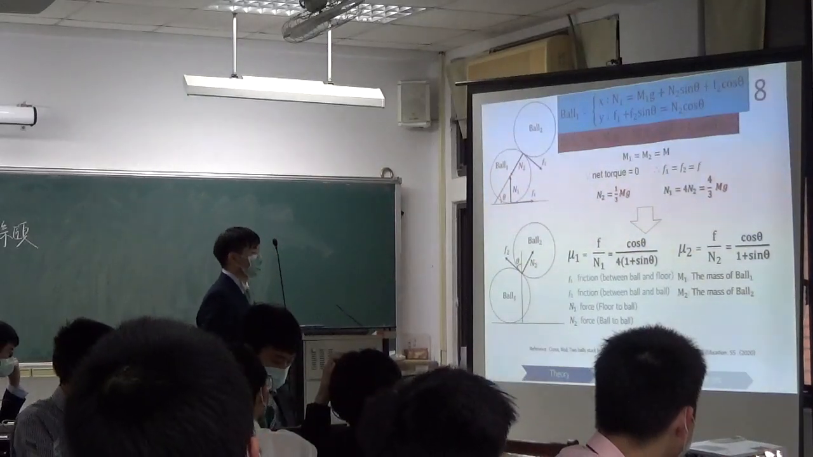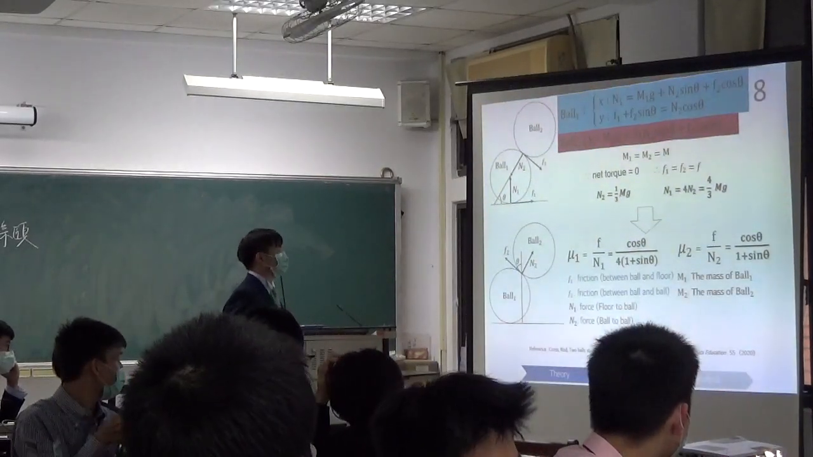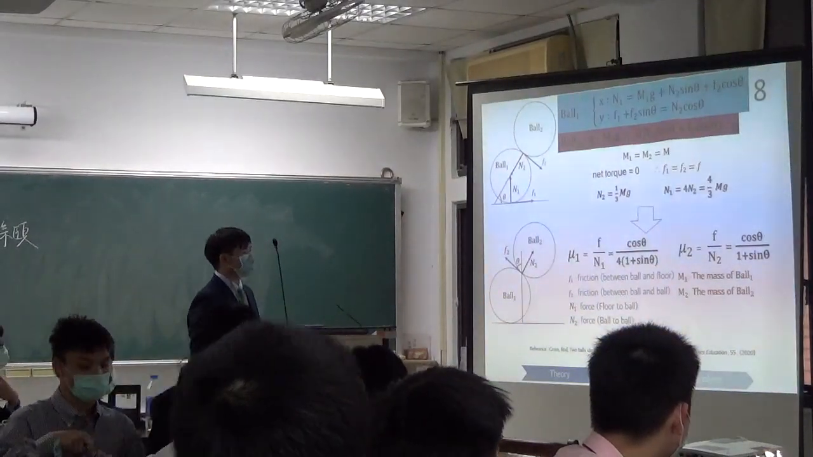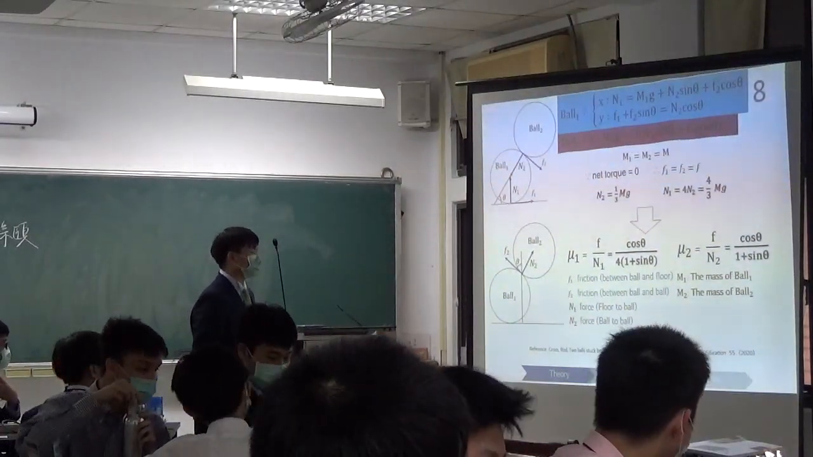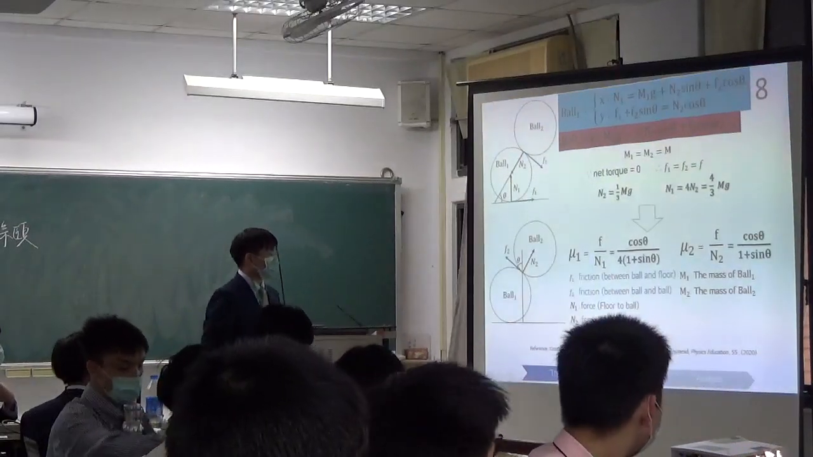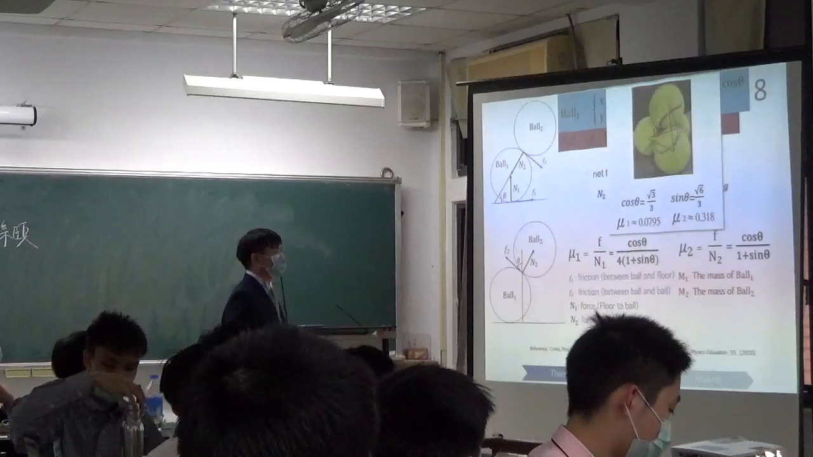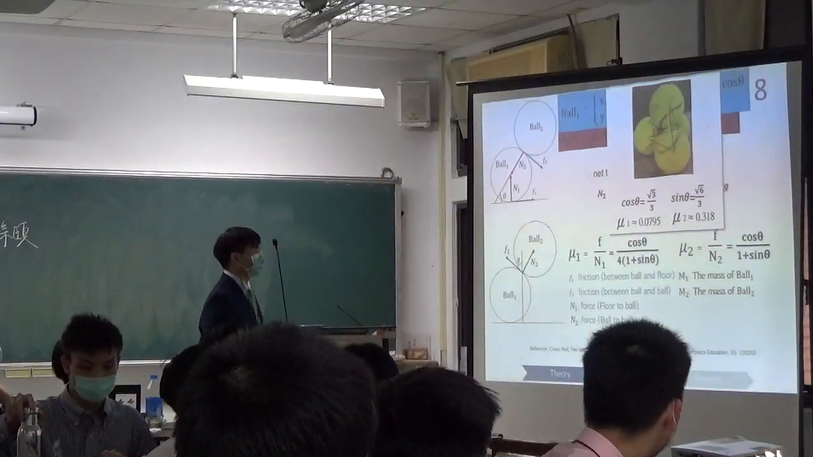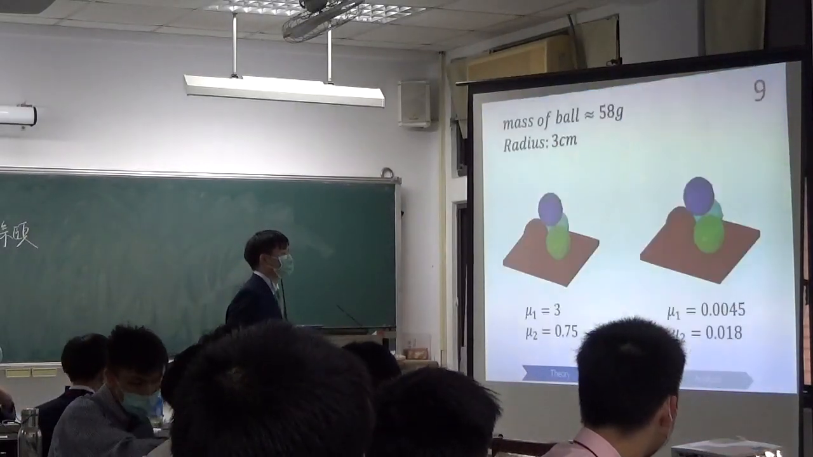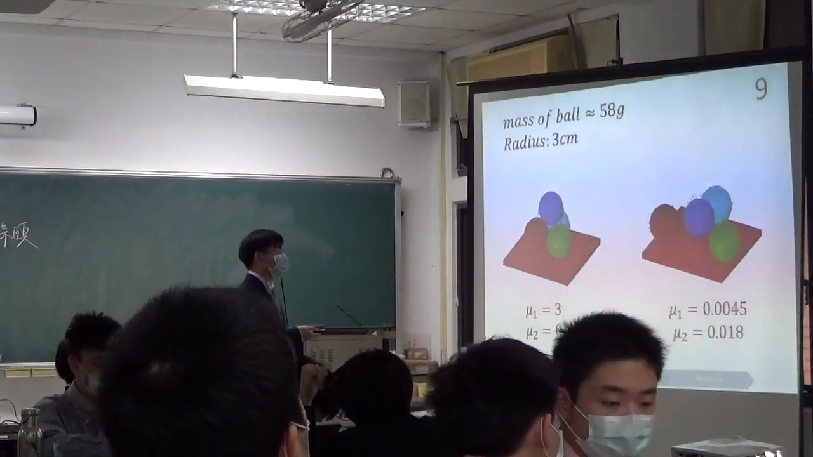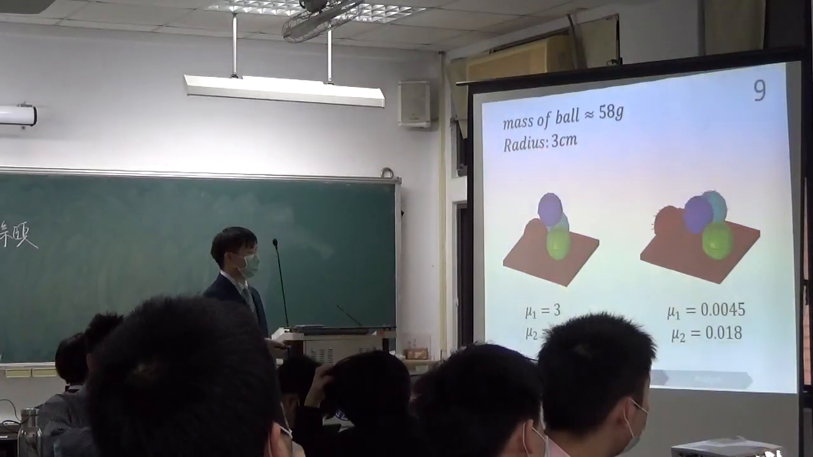And the mu1 is the coefficient of friction between ball and the surface, and the mu2 is the coefficient of friction between balls. And according to these 2 equations, we could gauge the value of mu1 and mu2. So this is a situation that the tower will collapse and the tower will not collapse.